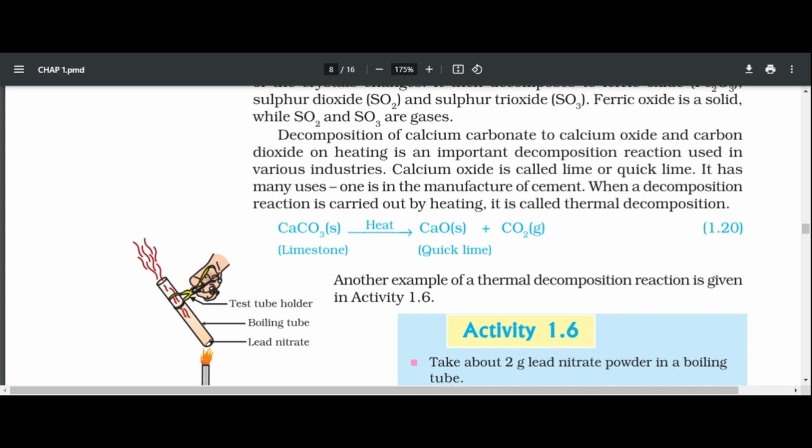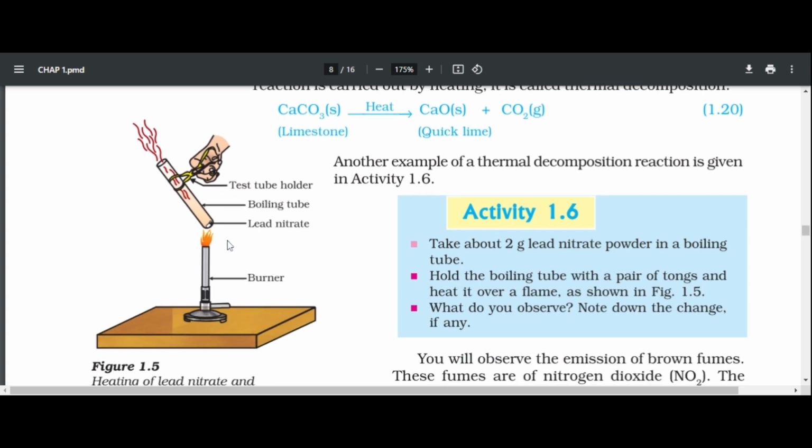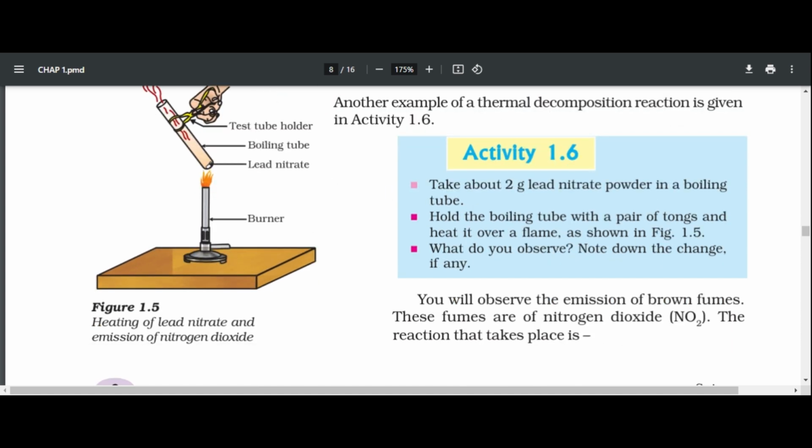CaCO3, limestone, in the presence of heat may convert to CaO(s), quicklime, plus CO2(g). This is equation 1.20. Another example of thermal decomposition reaction is given in Activity 1.6. Take about 2 grams lead nitrate powder in a boiling tube. Hold the boiling tube with a pair of tongs and heat it over a flame, as shown in figure 1.5. What do you observe? Note down the change, if any.